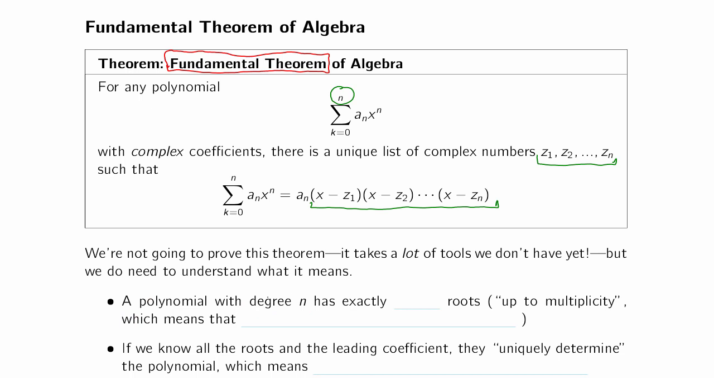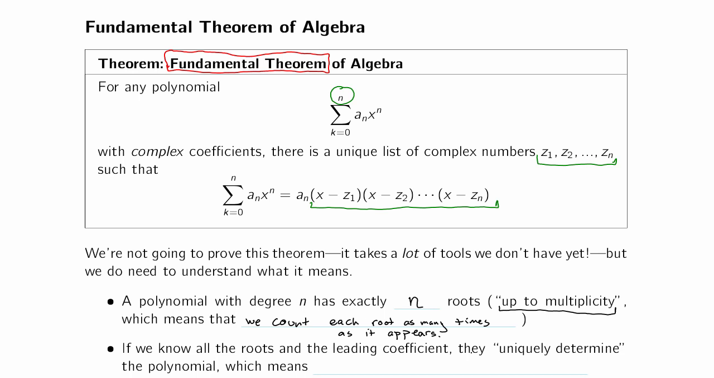First of all, it says that if we have a polynomial with degree n, then it has exactly n roots. Degree 5, 5 roots. Degree 7, 7 roots. And then the way we phrase this comment is up to multiplicity. What that means is, if a root appears more than once, we count it more than once. If a root appears 7 times, we count it 7 times.